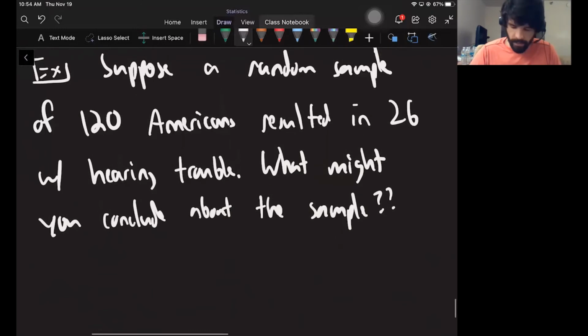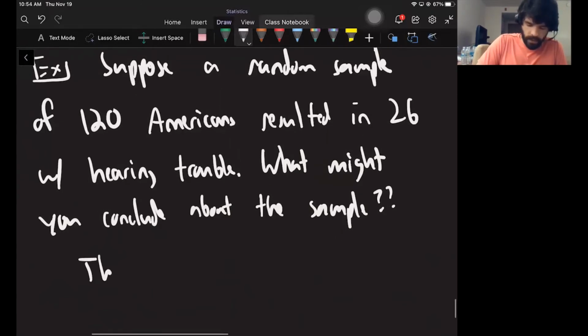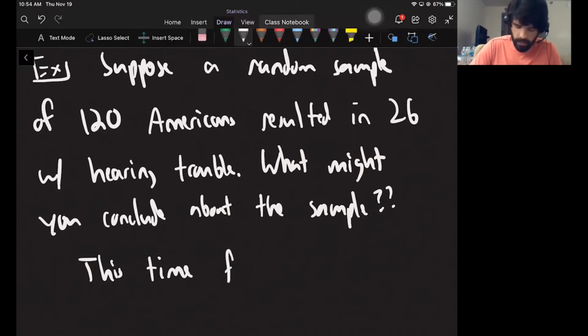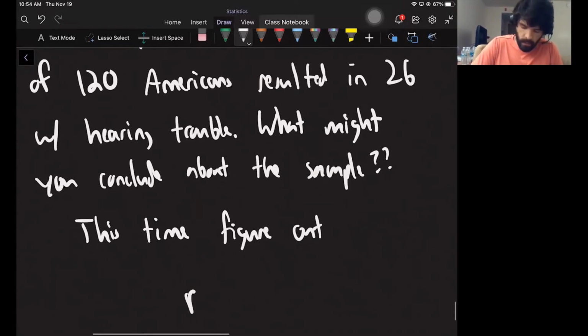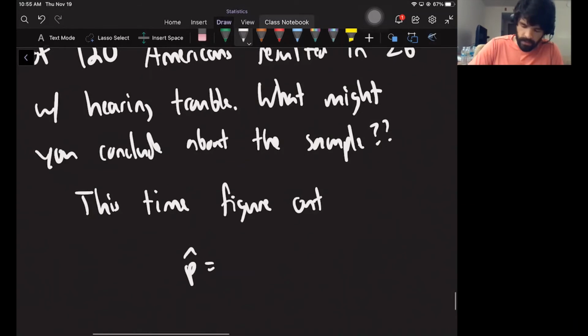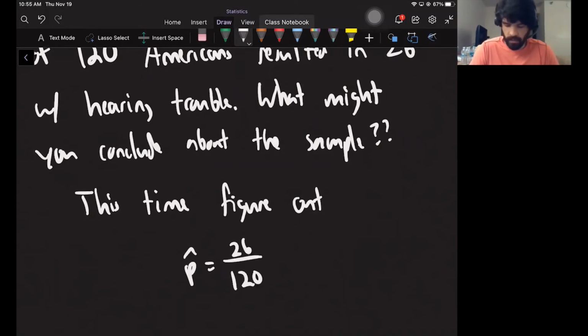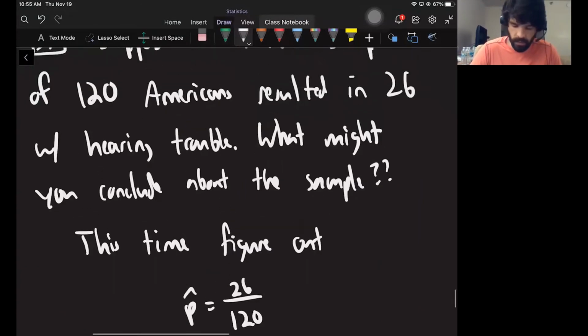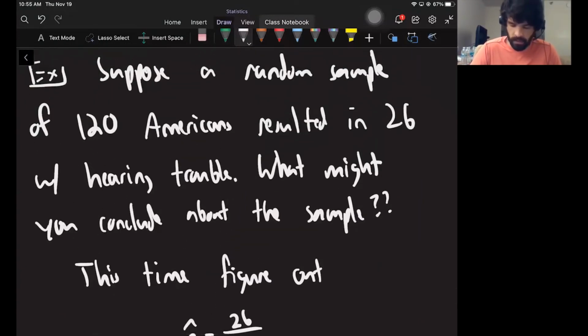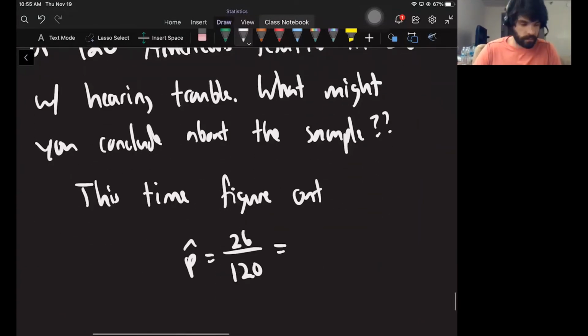Okay. So first off, this time we have to figure out p hat, but it's not so hard. They're not telling you 0.112 like they did last time. Instead, they're telling you a specific amount of people out of the sample. So that's how you get your sample proportion. So you want to see what 26 out of 120 actually is. In this case, it's 0.217.